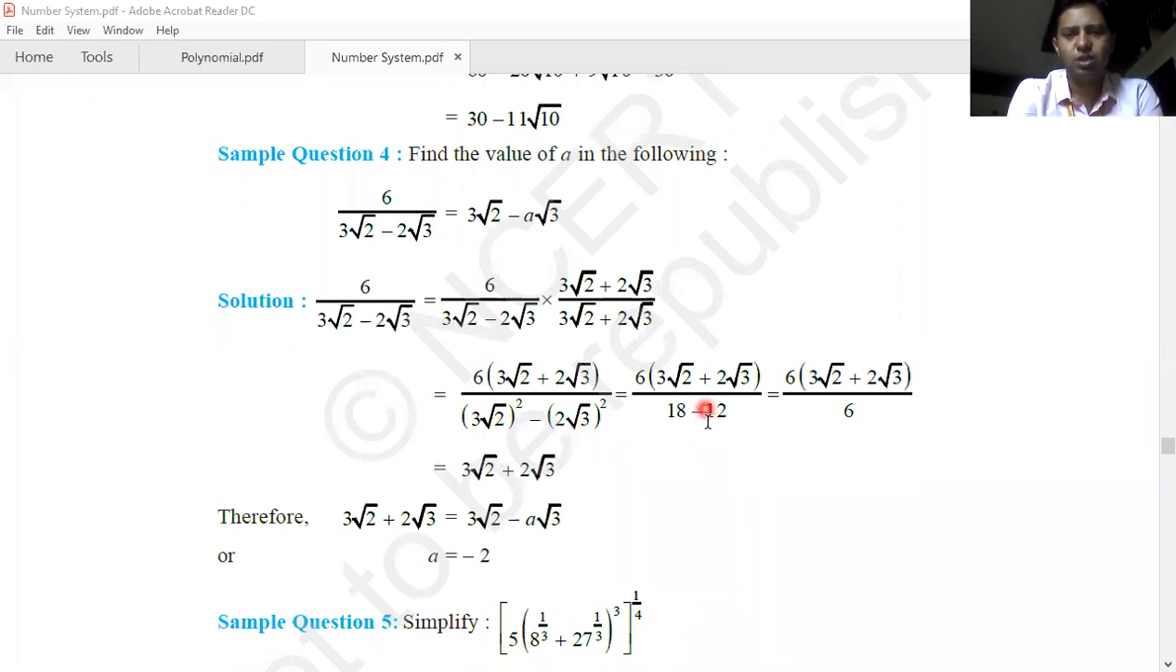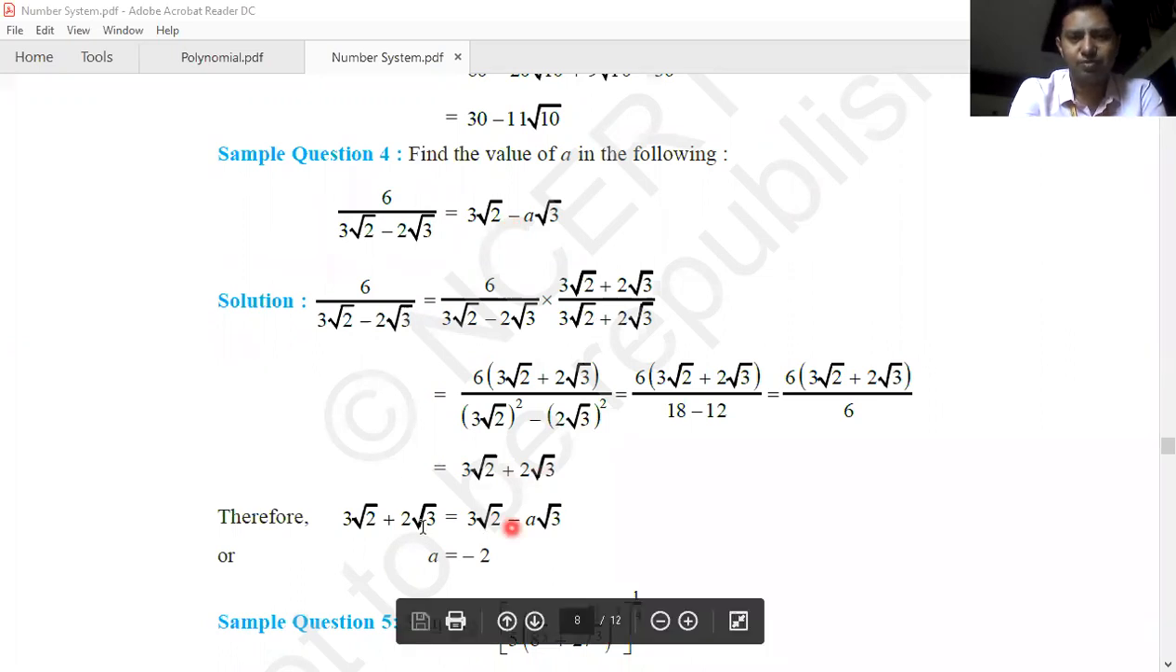18 minus 12 will give you 6, and the 6 in the numerator and the denominator 6 will get cancelled. We are left with 3 root 2 plus 2 root 3. We'll equate it with 3 root 2 minus a root 3. While equating, instead of minus a, I'm getting 2. So the value of a is minus 2.